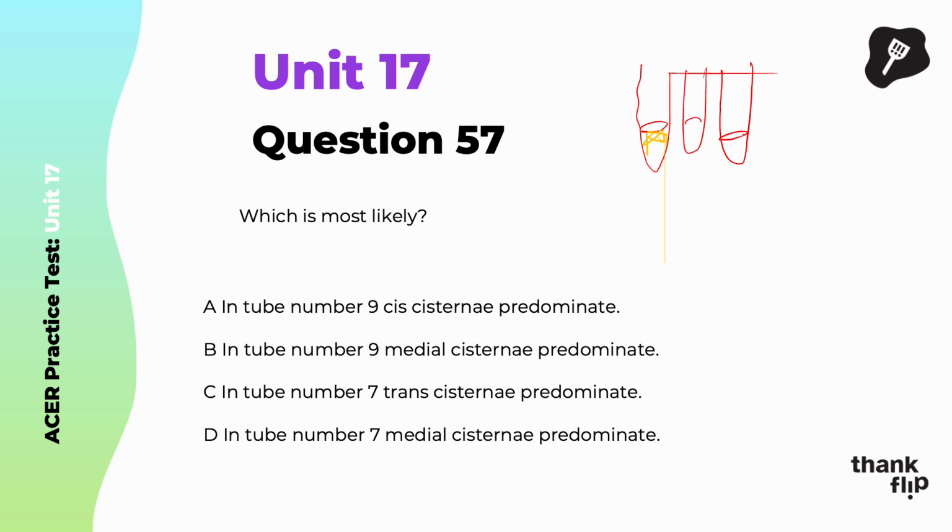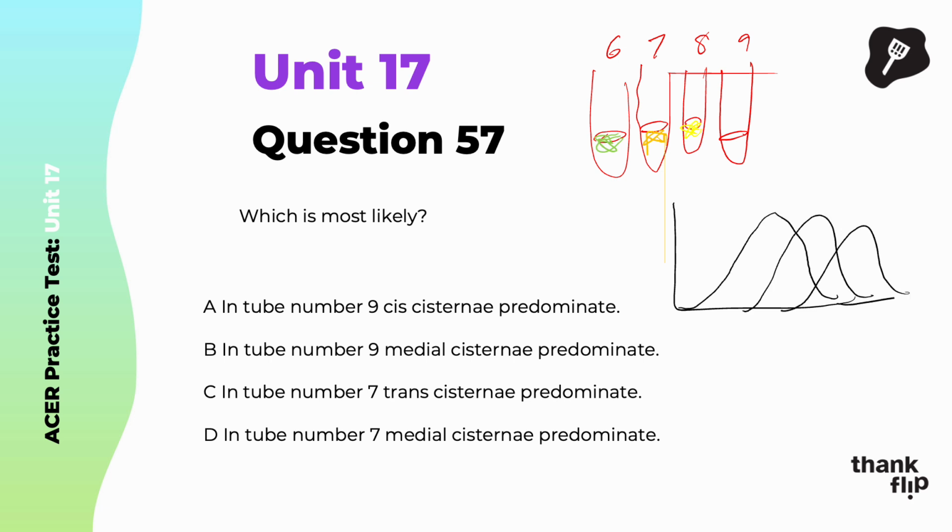Then we have two other tubes as well. So this is 7, 9. We have 8 and 6 as well. So we have some more in here and some more in here as well. Then we also have our graph. So in our graph, we have kind of 3 peaks happening. Now this peak is at about 7. This peak is at 9. And this one is at about 6. It's a very rough diagram.